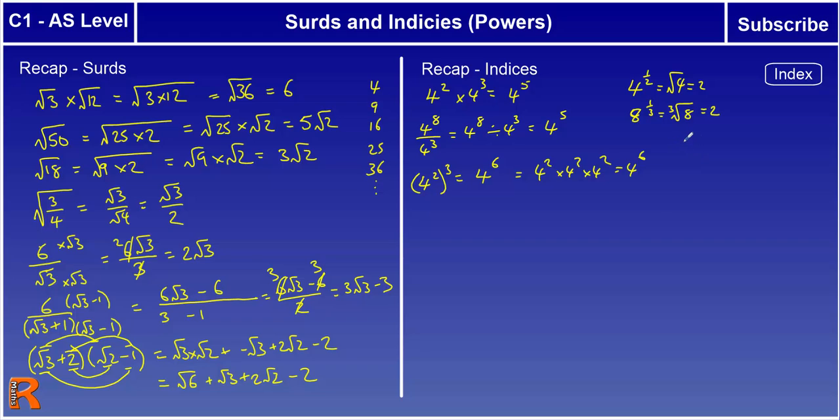Negative powers, so if we have 4 to the power of minus 2, the minus means the reciprocal of the normal power without the minus, so the reciprocal of 4 squared is 1 divided by 4 squared. Or if we had as a fraction, say 2/3 to the power of minus 2, when we do that, to reciprocate a fraction, we turn it upside down, so we get 3 over 2 to the power of 2.